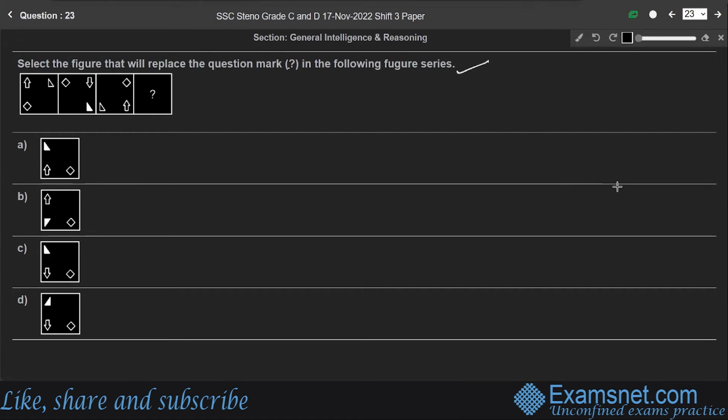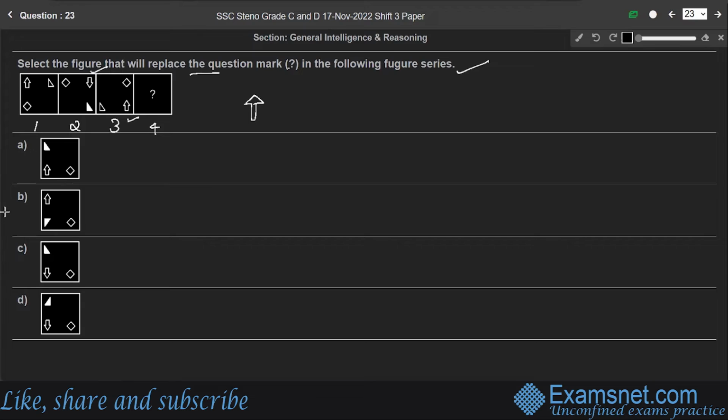Question 23. Select the figure that will replace the question mark in the following figure series. The series has 3 figures. We need to find the fourth one. In the first figure, we'll consider the arrow mark which is facing upwards, whereas in the second figure it is facing downwards. The third figure, again, it is facing upwards.